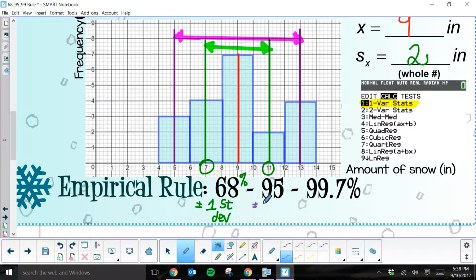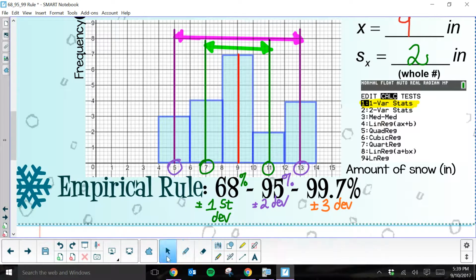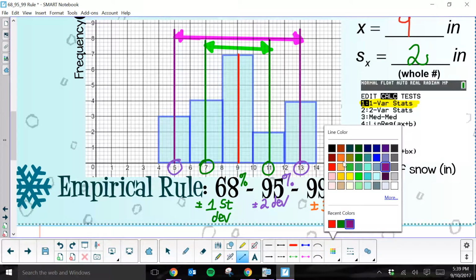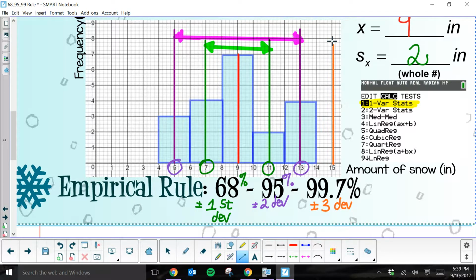So right here, plus or minus, we did 2 standard deviations. We went up to 13 and we went down to 5. That should give you about 95%. So again, that means 95% of the days probably got between 5 and 13 inches of snow. And then if you got really excited and wanted to go up and down 3 standard deviations, you would get almost, but not quite 100% of the data. So again, notice this is kind of weird because if I try to go up 3 standard deviations, it's like, but wait a minute, you did get 100% of the data.